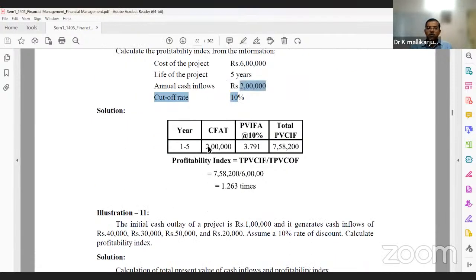So first, take every year 2 lakhs rupees and the table value 3.791, which we multiply with 2 lakhs.